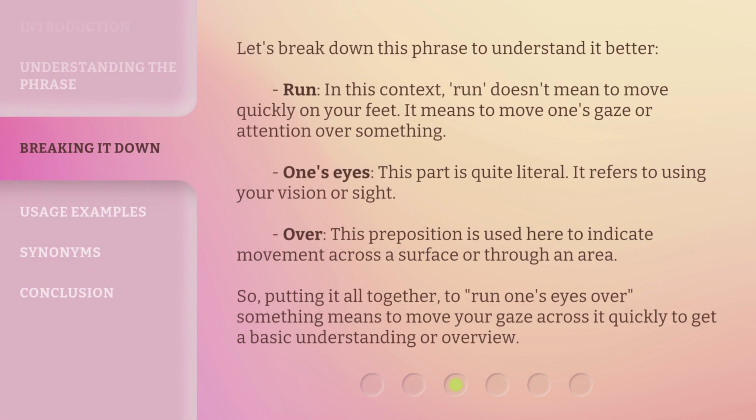Let's break down this phrase to understand it better. Run. In this context, run doesn't mean to move quickly on your feet. It means to move one's gaze or attention over something. One's eyes. This part is quite literal. It refers to using your vision or sight. Over. This preposition is used here to indicate movement across a surface or through an area. So, putting it all together, to run one's eyes over something means to move your gaze across it quickly to get a basic understanding or overview.